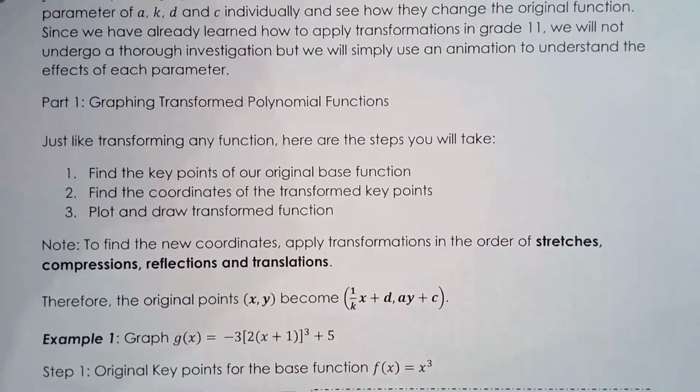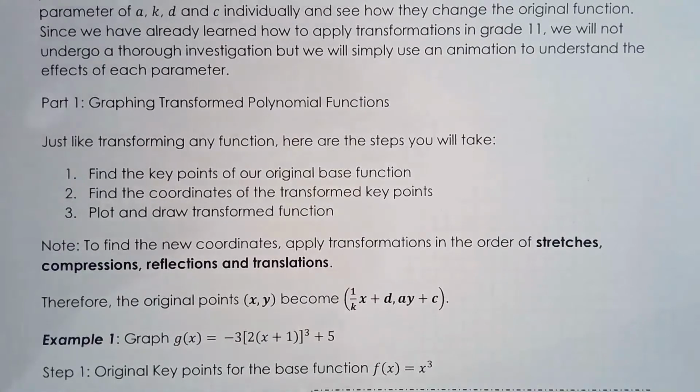So if you want to graph a transform polynomial function, or transform power function specifically, the strategy is exactly the same as last year. You find the key point of your original function, your parent function or your base function, and then you find the coordinates of the transform key points by using your mapping rule, and then plot, plot, plot, and connect the dots, and you have your new transform function.